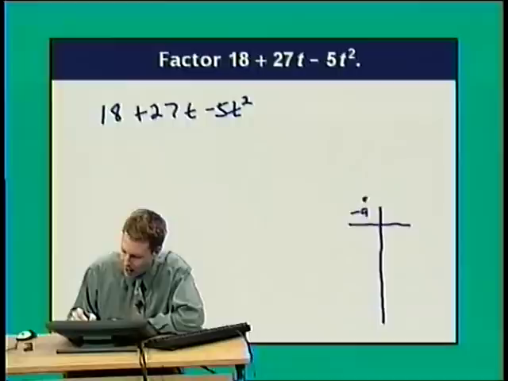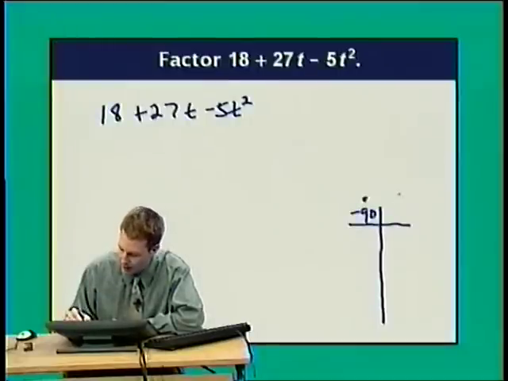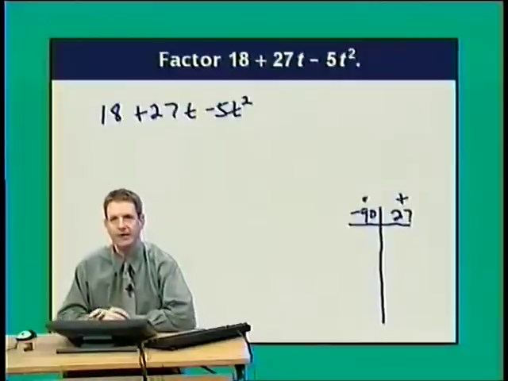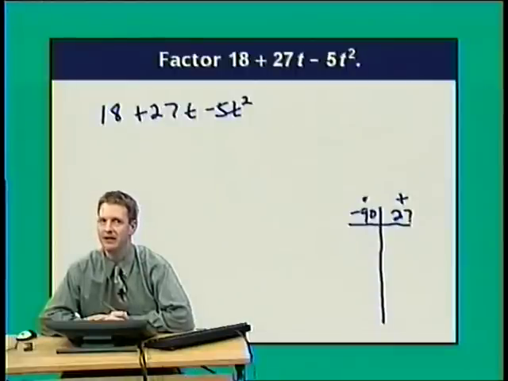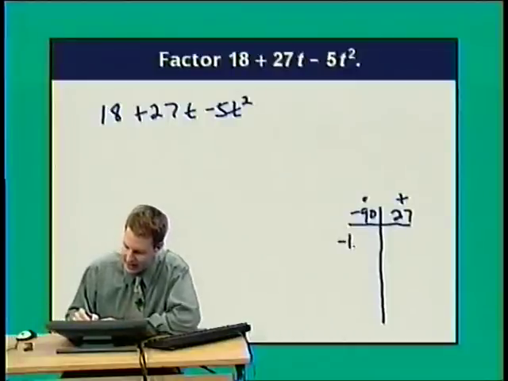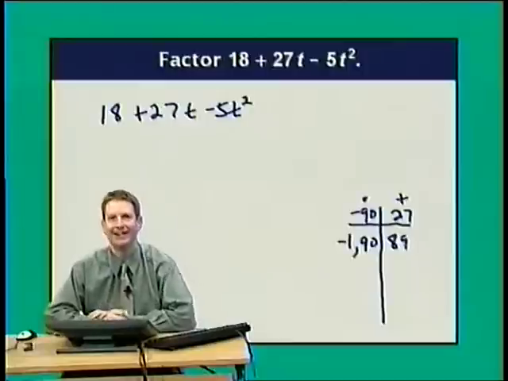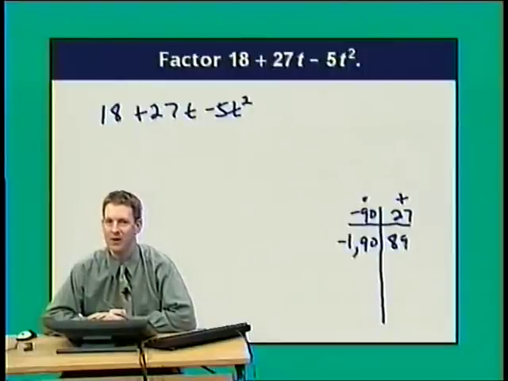So I want a product of negative 90, and I want a sum of positive 27. Since the product's negative, one number's positive, one number's negative. Since the sum is positive, the number with the larger magnitude needs to be the positive number. Well, let's be very methodical about this. 1 times 90. Let's make the negative 1 and the positive 90. This adds to 89. 2 times 45 is 90.